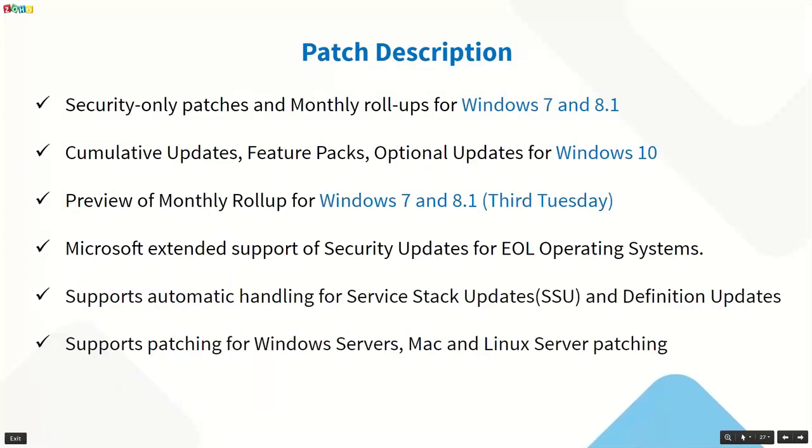Based on the use cases, a lot of customers had questions on which updates are supported by Desktop Central Patch Management. We support security-only updates, monthly rollups, cumulative updates, feature pack updates, optional updates, definition updates, and the automatic handling of service stack updates. We do support the extended security updates for end-of-life operating systems like Windows 7, 2008, and 2008 R2 servers. When it comes to server patching, we support patching for Windows servers and Linux servers with security and non-security updates.